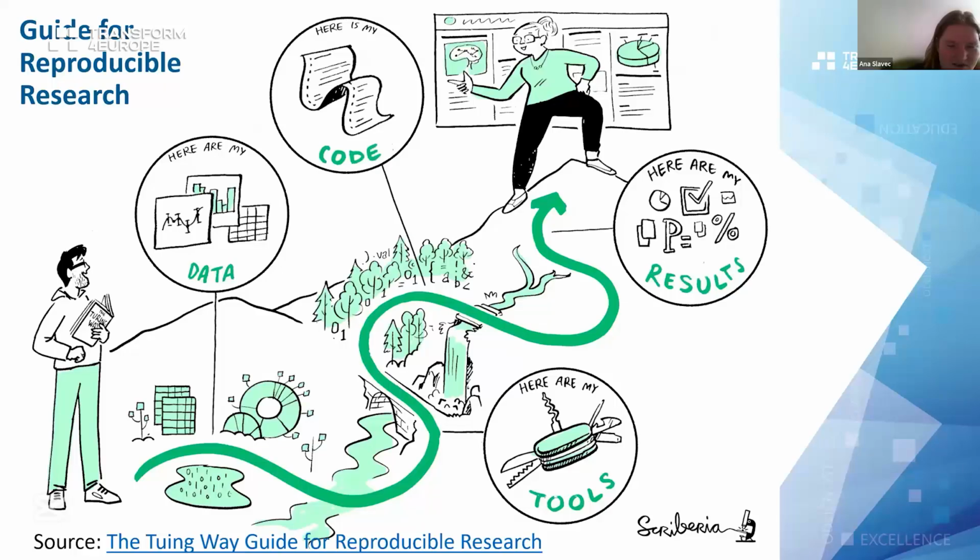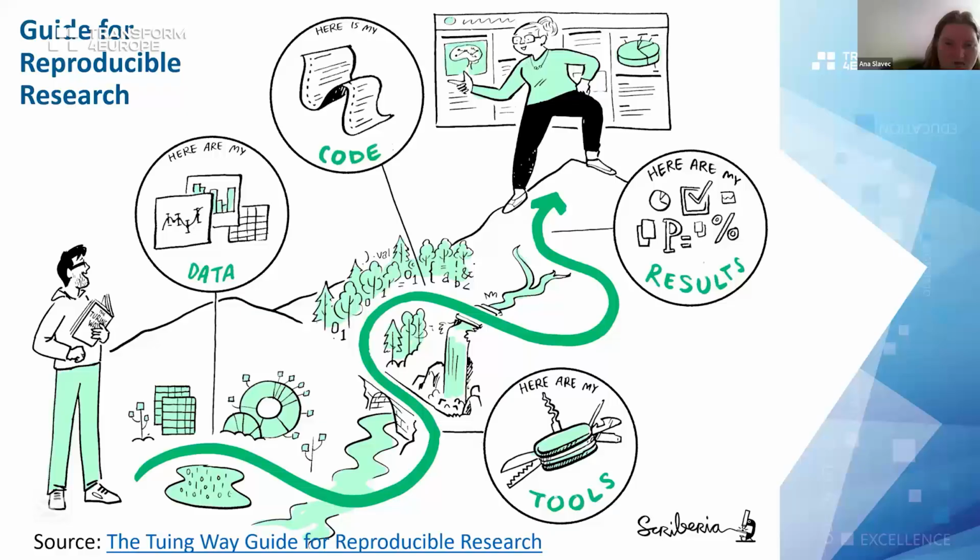Here I'm linking a resource, a guide for reproducible research, from the website The Turing Way, with some guidelines on how to make data, code, and the results reproducible.